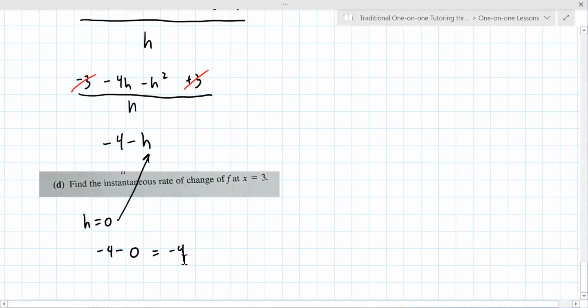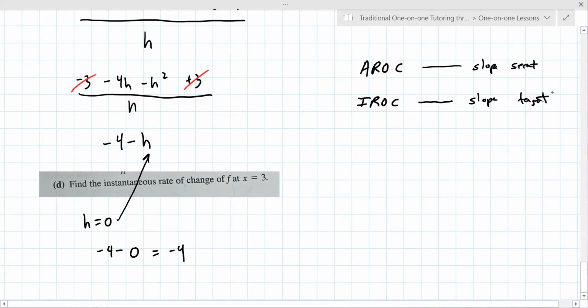Wait, is everything we've done already the average rate of change? No, that's very different than this. In this context, it would not ask that. The average rate of change and the instantaneous rate of change are two different things. This is like slope or the secant line. This is also slope, but it's tangent.